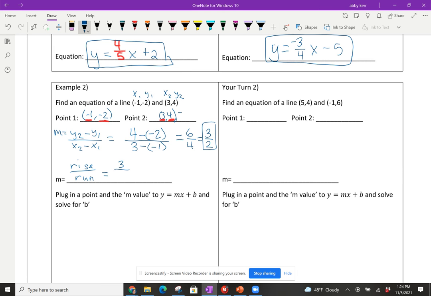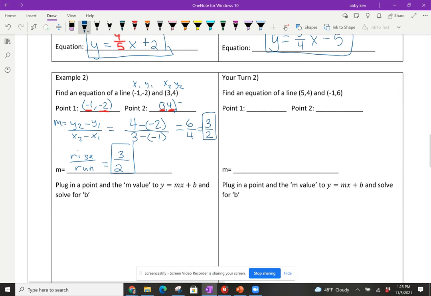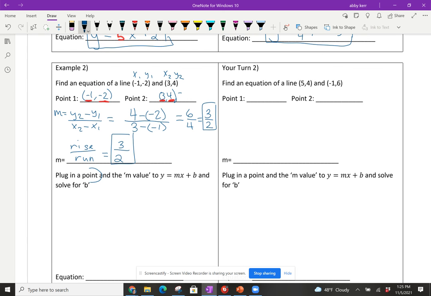My vertical movement will be 3. My horizontal movement will be 2. Now we're going to use that. Now it says plug in a point. It doesn't matter which point. Do you want to use point 1 or do you want to use point 2? It does not matter. I'm going to use point 1.